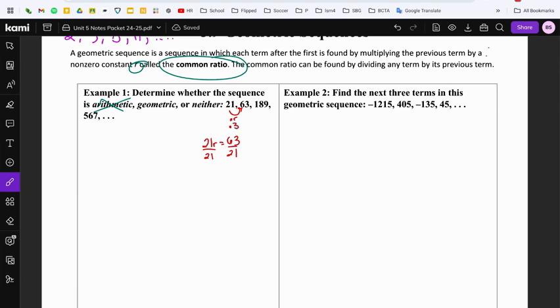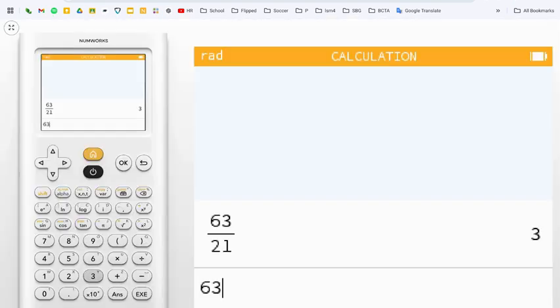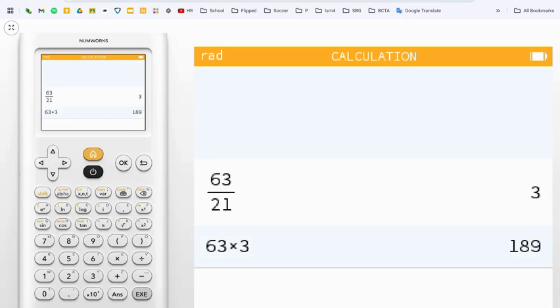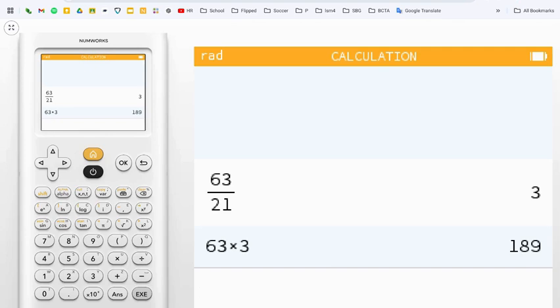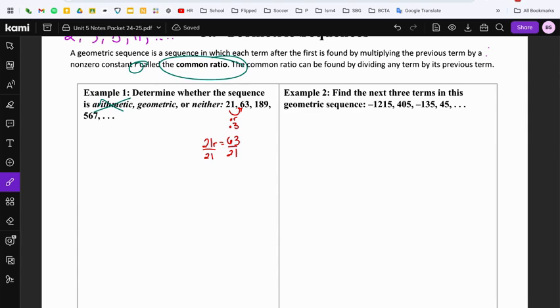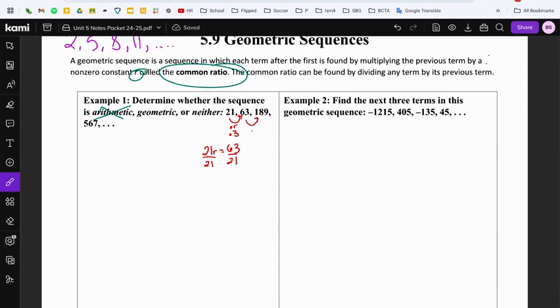Well, it's 63 times 3, 189. Is 63 times 3 equal to 189? Great, it is. Let's check just to make sure. Is 189 times 3 equal to 567? Yes, that's great. Awesome. So each time I'm multiplying by that r value, 3, to get from one term to the next. It's geometric with an r value, a common ratio, equal to 3.